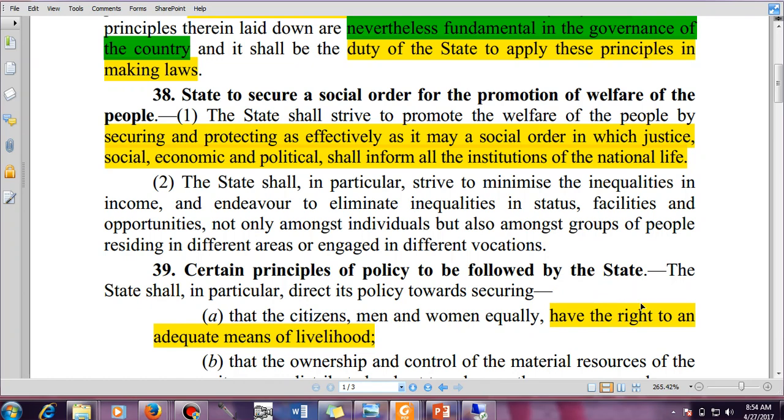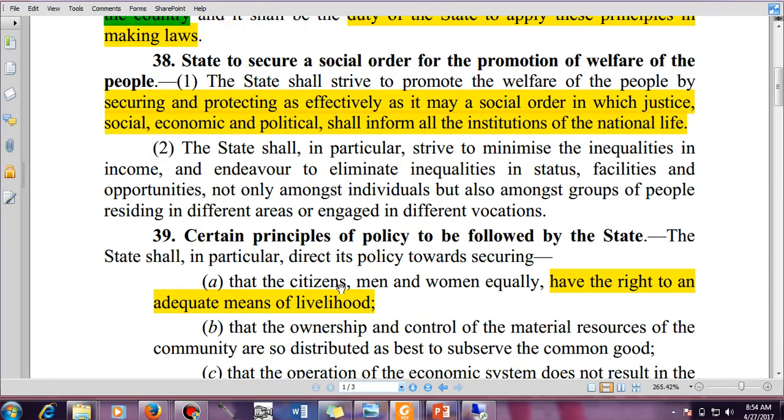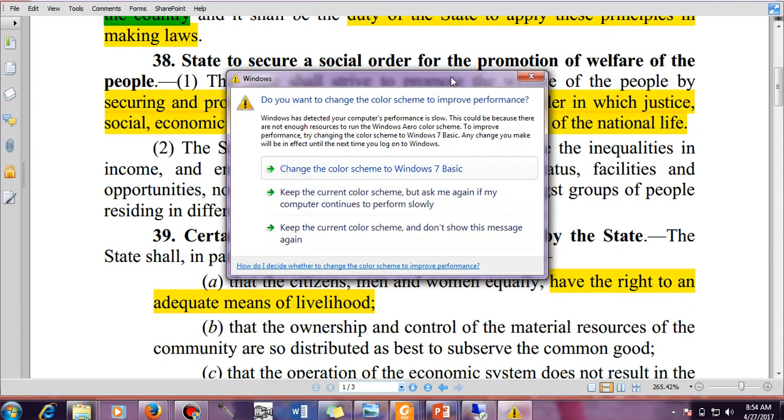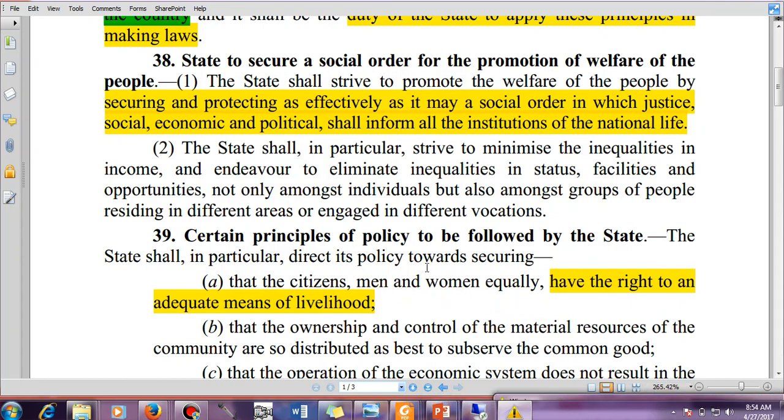So what are the guidelines? Those are that the citizens, men and women, equally have the right to an adequate means of livelihood. So we cannot deny anybody any rights because of their caste, creed, sex, and all these things. So it is given as a guideline.